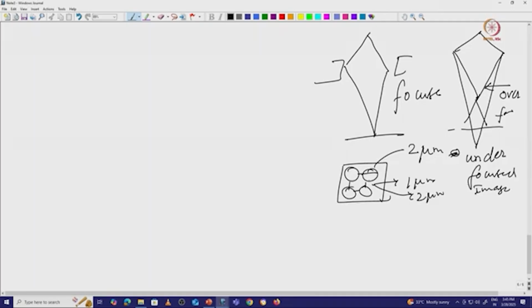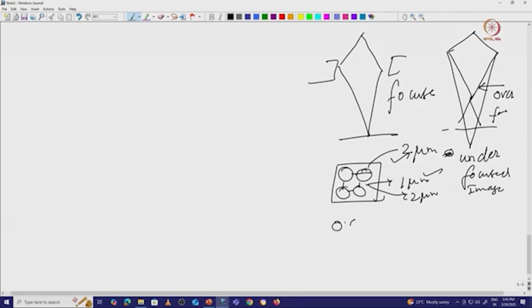So both the distances are very important. Why are both of these parameters so important? That we will discuss at a later stage. But just remember that there are 3 different diameters you can get: 0.6 micrometer, 1.2 micrometer and 2 micrometer.